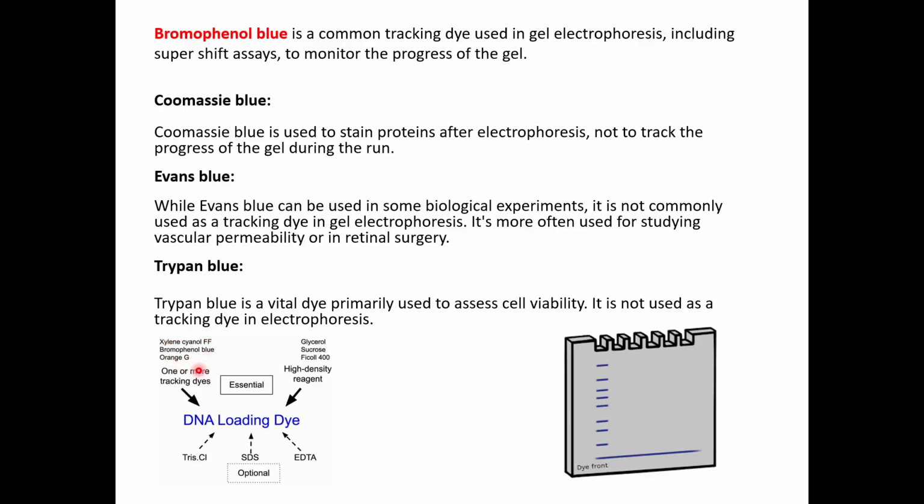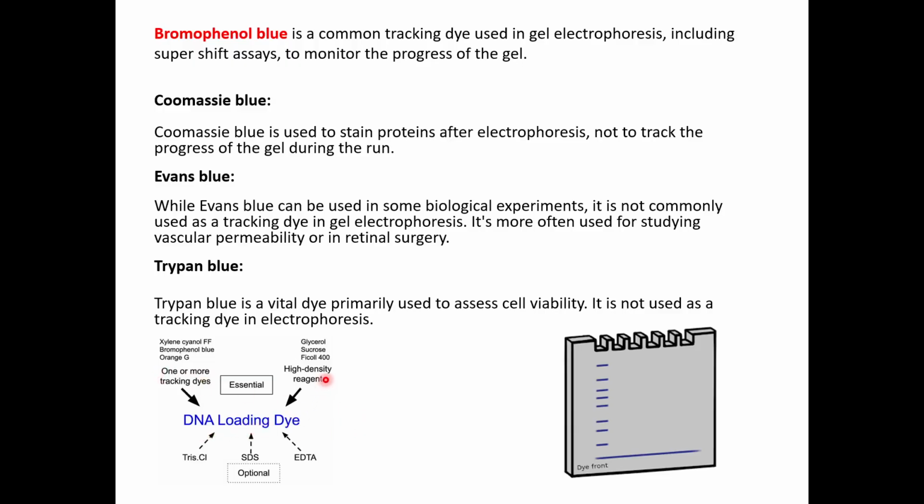All these three are sometimes added together also because the three colors migrate at different rates and different levels. So you can see the lowest molecular weight and a higher molecular weight and differentiate at which particular time you can visualize it. So you can add one or more dyes. One dye most commonly used is bromophenol blue. Other than this, additionally, you can also add xylene cyanol and orange G, and these are the tracking dyes.